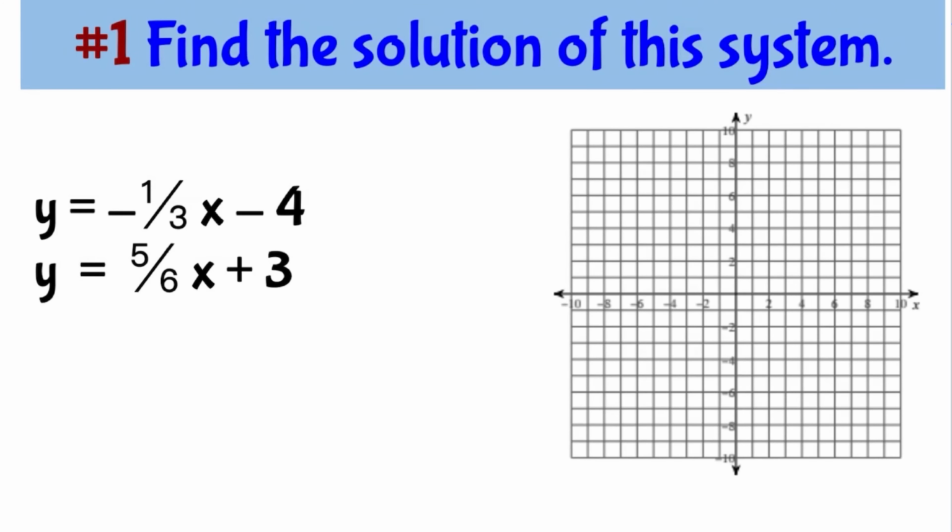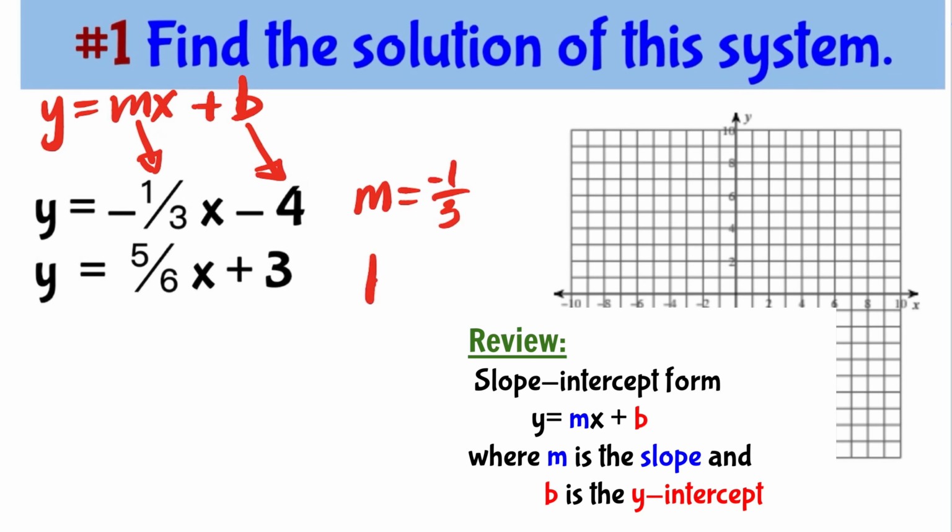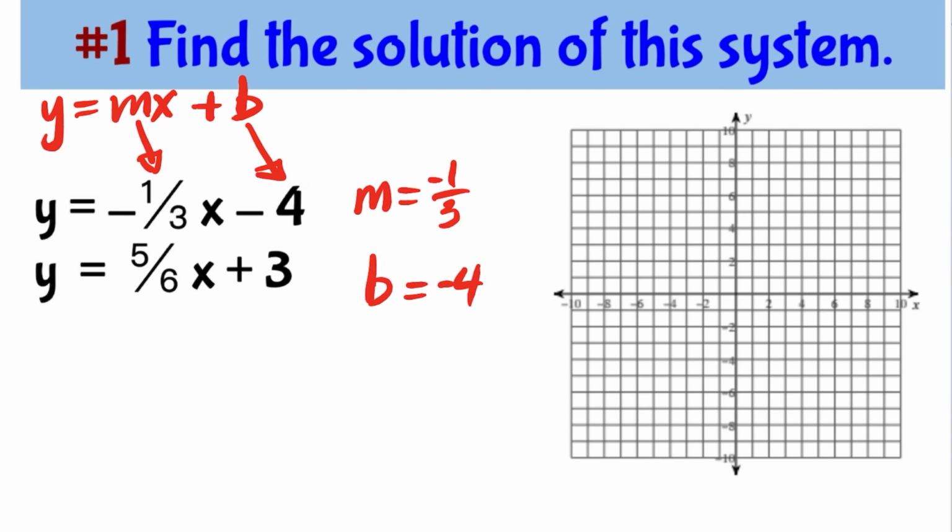In this system, both equations are in the form y is equal to mx plus b, or the slope-intercept form. So we can easily determine the slope and the b, or the y-intercept. For the first equation, our slope or m is negative 1 over 3 and the y-intercept b is negative 4. So when graphing y is equal to mx plus b, we will begin first with the y-intercept negative 4.